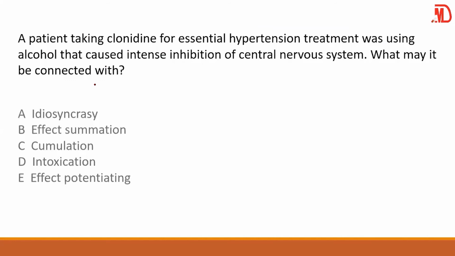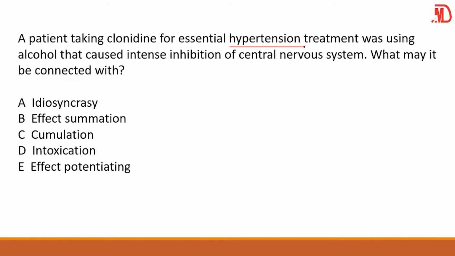We have a patient taking clonidine for essential hypertension treatment, who was using alcohol that caused intense inhibition of the central nervous system. What may be the connection? So, we are looking for a drug combination, whereby two drugs are leading to a severe or adverse condition, a greater response than the individual responses. So this one, you are thinking of what?